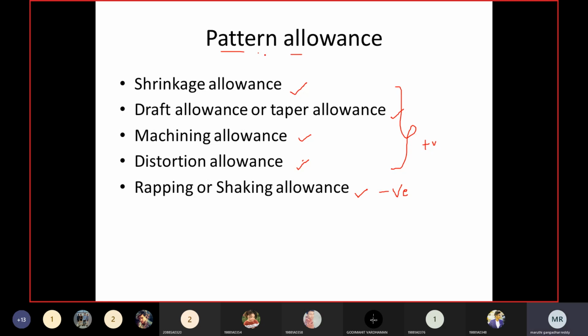Now we will discuss the various allowances. Meanwhile, please make a note of these pattern allowances: shrinkage allowance, draft or taper allowance, and then machining allowance. After that, distortion allowance, and then wrapping or shaking allowance. Among these five types of allowances, the wrapping or shaking allowance is called a negative allowance. We need to subtract the value of the wrapping or shaking allowance.